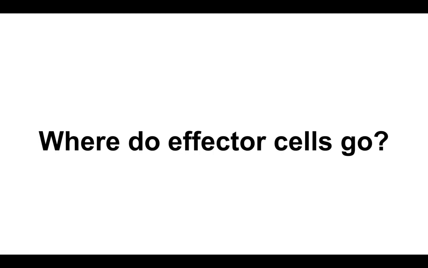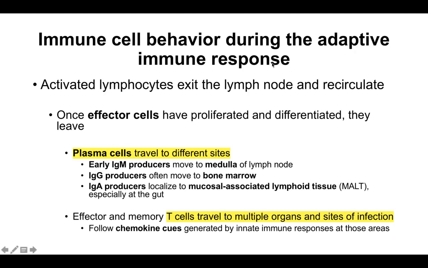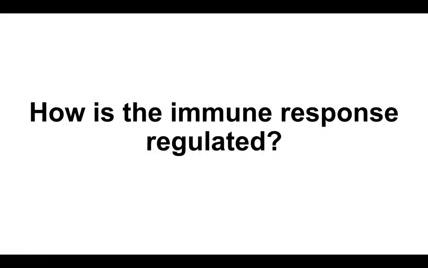Where do the effector cells go? If it's a T cell, they can go to the different organs and sites of infection, and it relies on the production of chemokines in those different sites to help guide it to know where to go. Plasma cells can go to the lymph node, the middle part, the medulla, to make IgM, but IgG producers will often move to the bone marrow, and IgA will go to the MALT and then make their antibodies there.